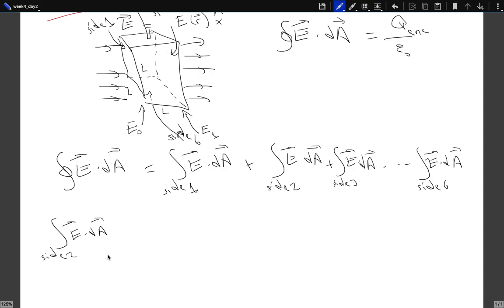What is their scalar product? The scalar product is 0. We have two vectors that are perpendicular to each other. On that side, I don't know how the electric field changes. I'm not given that information. But I know that on that side, the electric field E is perpendicular to dA. So this scalar product at every point on that side is 0. So this integral itself is 0.